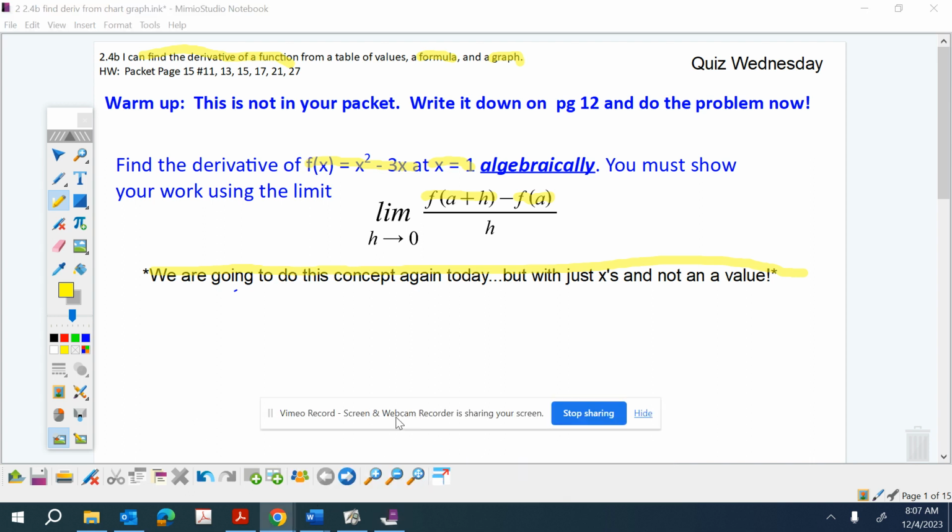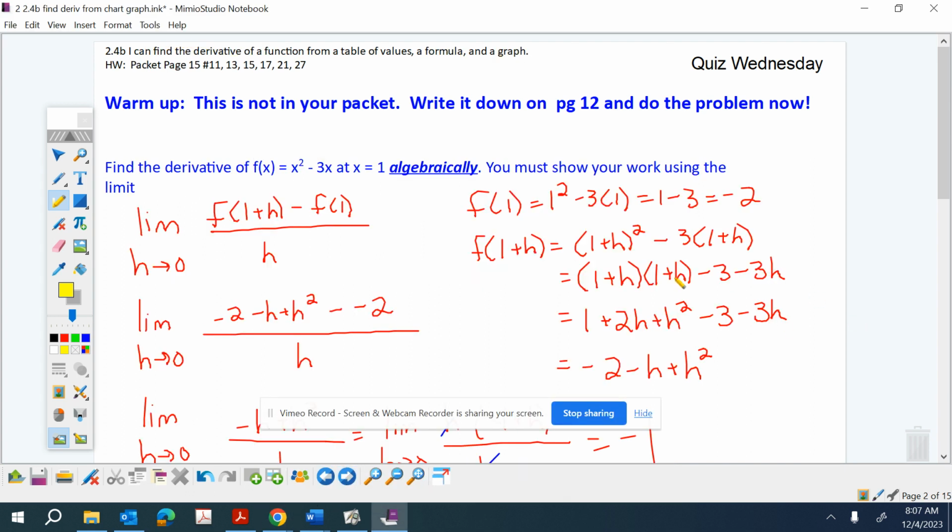So if you look over here, you can see that, first of all, we're plugging in 1 because x is 1, so that's our a value from the formula. The answer when it's plugged into the equation given is -2. And then not only do we need to plug in 1, we need to plug in 1 plus h everywhere I have an x. So if I have x squared, I must square 1 plus h. If I have 3 times x, it has to be -3 times 1 plus h. And then the result is -2 minus h plus h squared.